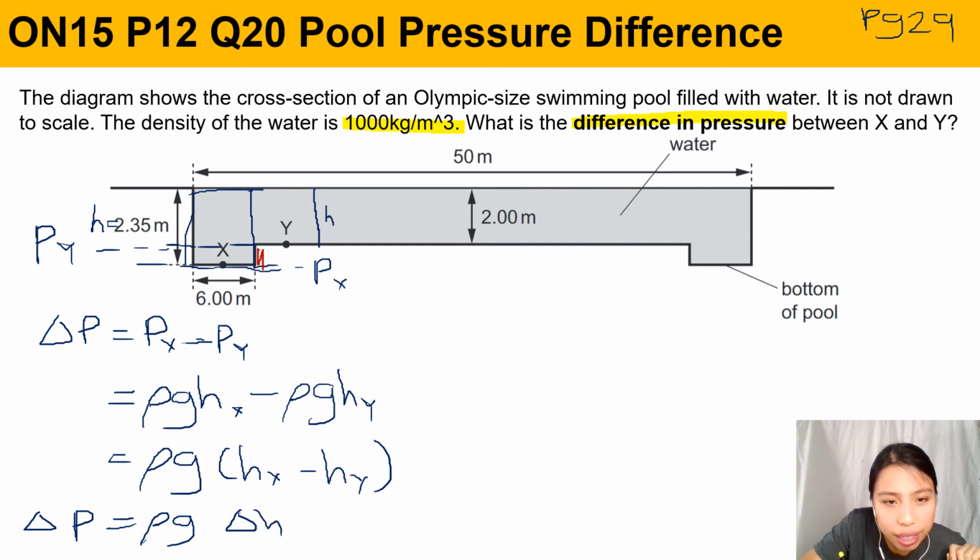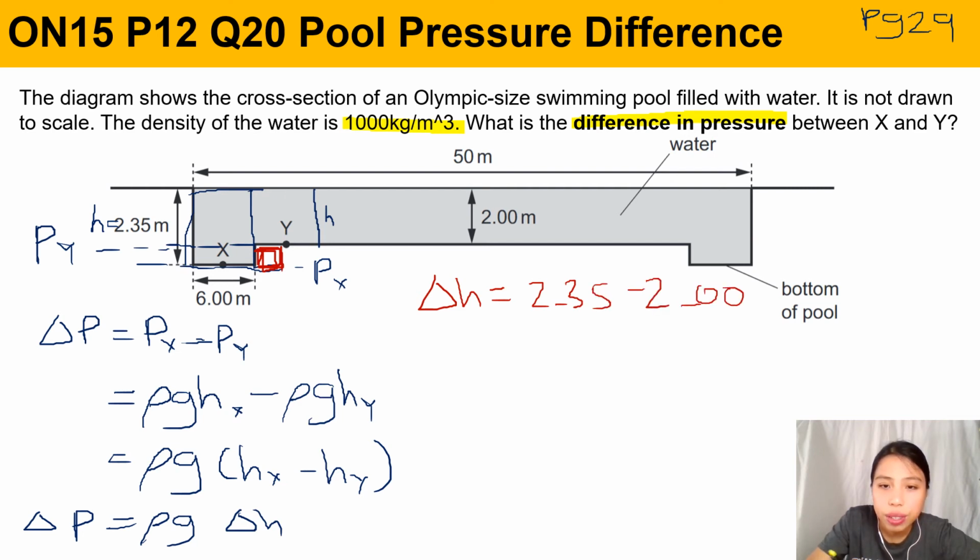So you need to find the change in height, which is this little red thing here, this height. From Y to X, how much is that? So the change in height, we can calculate to be 2.35 minus 2 meters only. A very small change in height, just 0.35 meters.